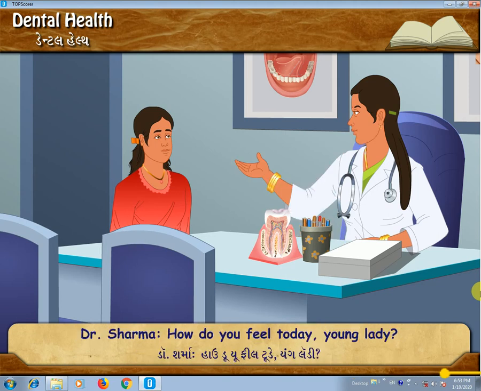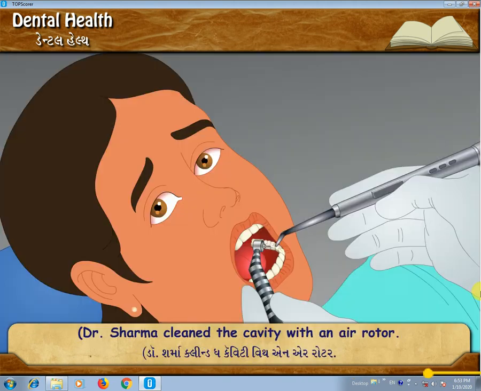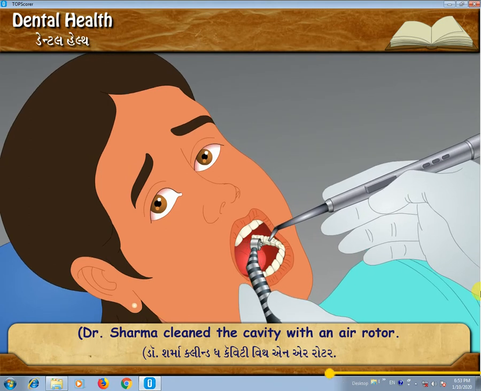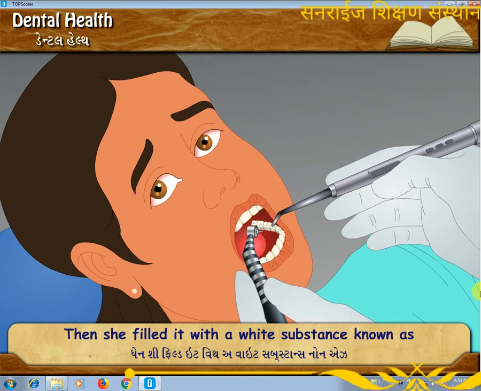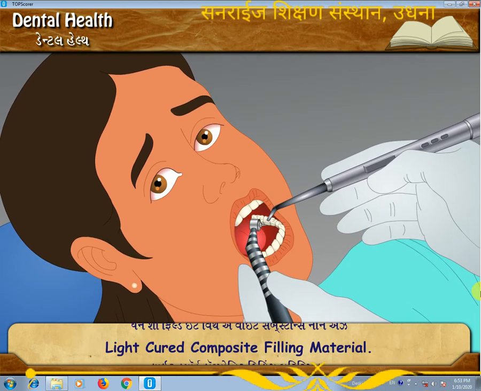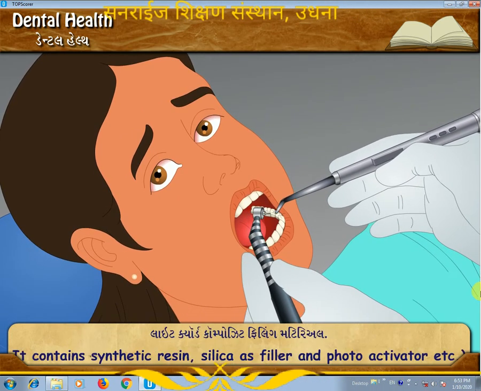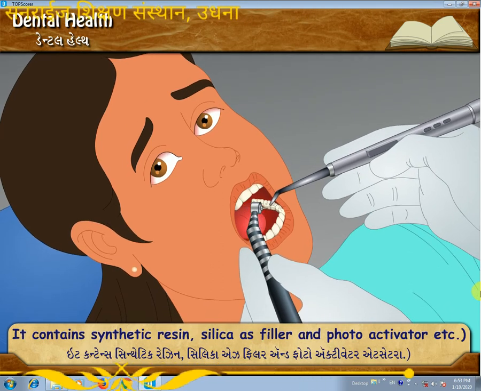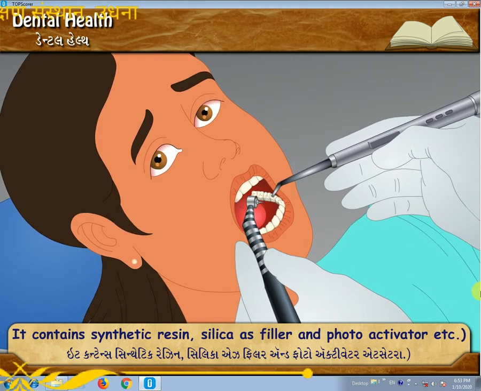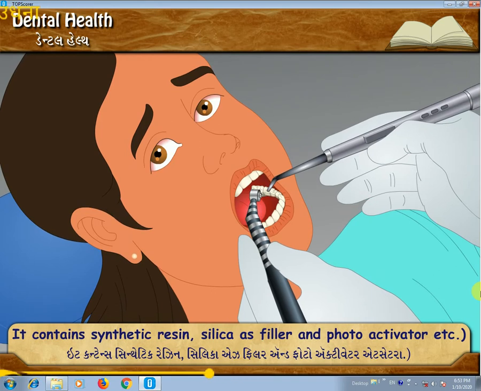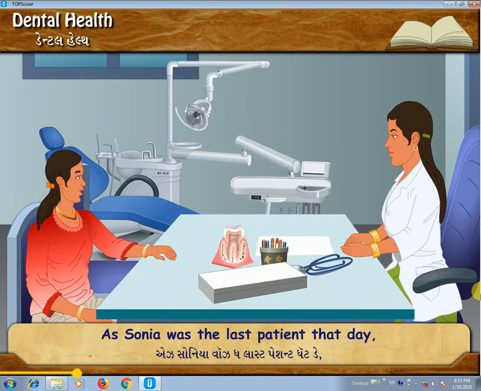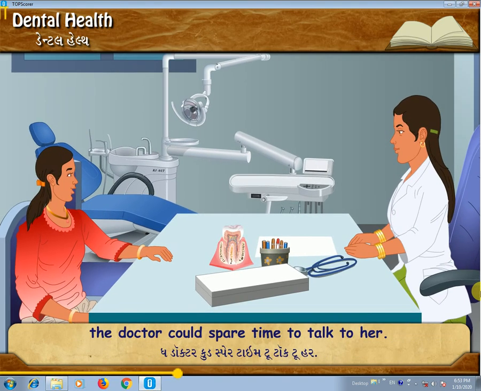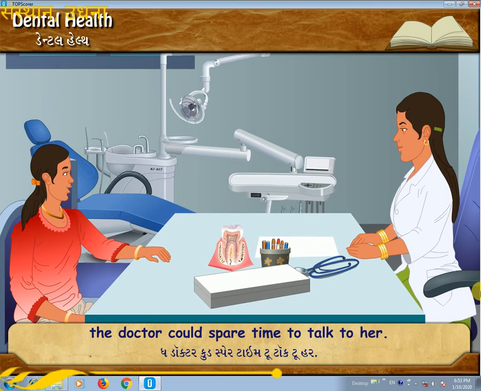Next day, Sonia felt better. She did not have much pain. She visited the doctor again at the fixed time. "How do you feel today, young lady?" "Much better." Dr. Sharma cleaned the cavity with an air rotor. Then she filled it with a white substance known as light cured composite filling material. It contains synthetic resin, silica as filler, and a photoactivator, etc.